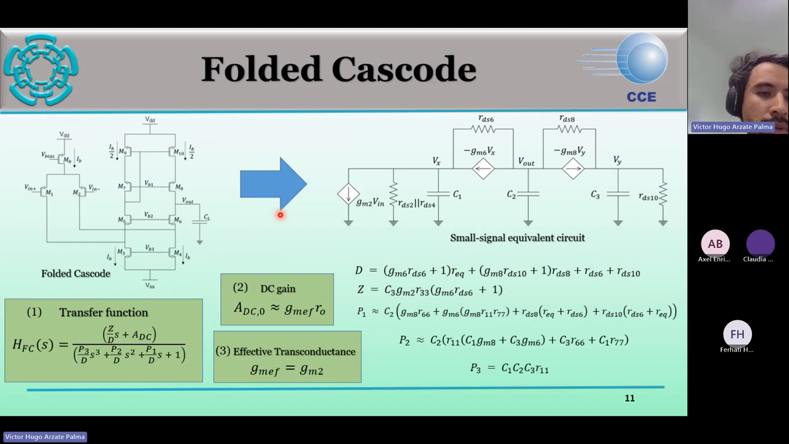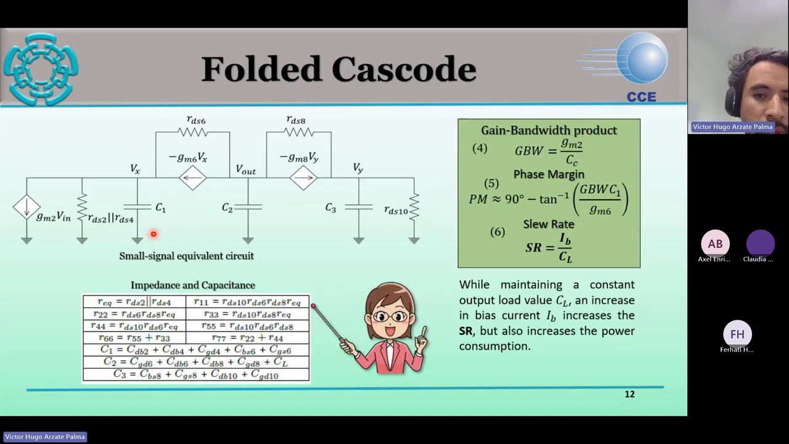To analyze this amplifier, we can use the small-signal equivalent circuit shown here. We can get some important expressions like the transfer function, DC gain, and effective transconductance. We have expressions that represent the terms of the transfer function, and also others like the gain bandwidth product, the phase margin, and the slew rate. With these parameters, we can design the amplifier. For example, while maintaining a constant output load, like the load capacitance, an increase in the bias current IB increases the slew rate, but also increases the power consumption.